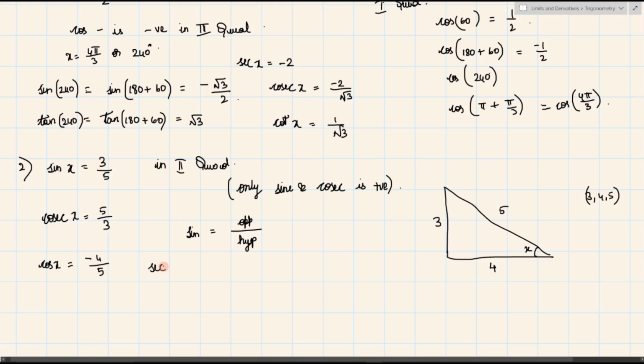Secant x is equal to minus 5 by 4, and tan x is equal to, in the second quadrant tan is also negative, opposite that is 3 divided by adjacent that is 4, so minus 3 by 4, and cot x is equal to the reciprocal of tan, that is minus 4 by 3.